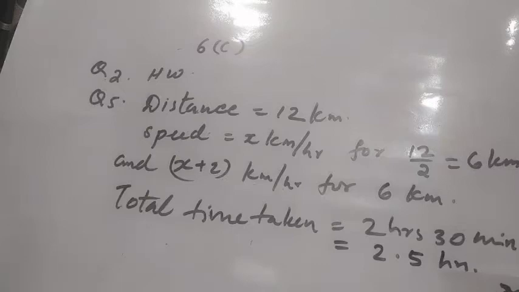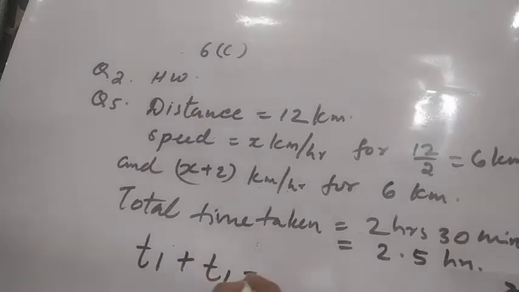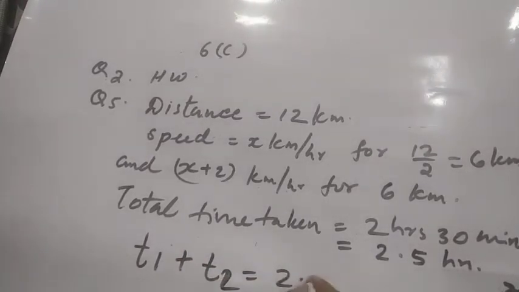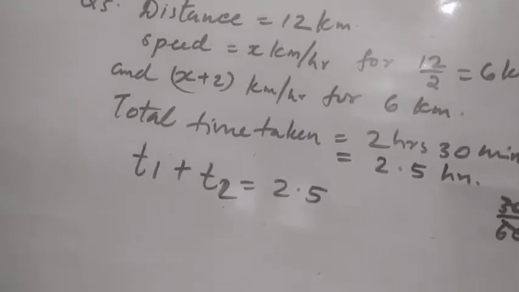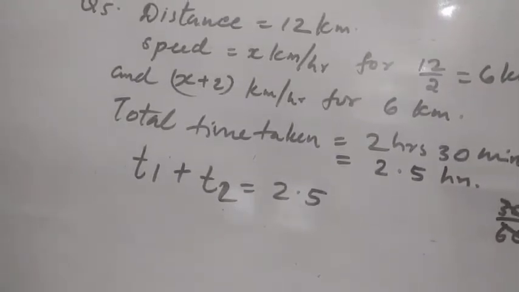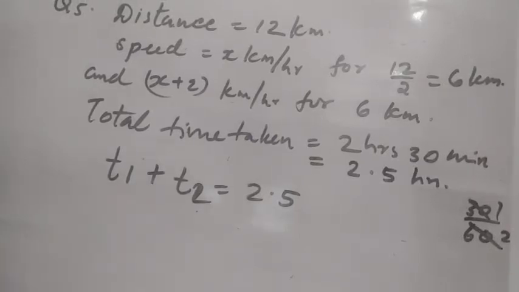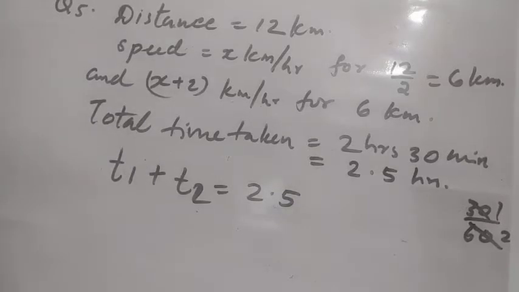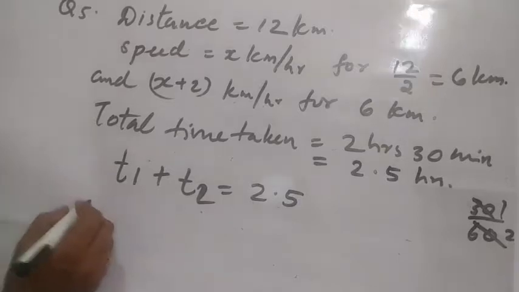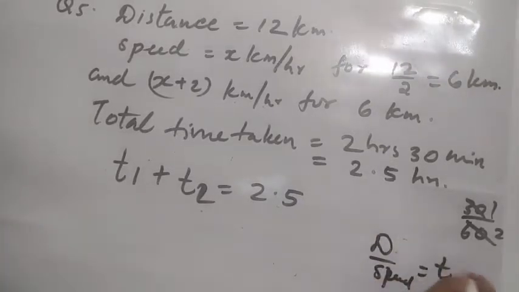And the time taken: first time plus second time gives 2.5. That is the relationship, or the equation. What is the equation? First time taken. How can we calculate the time taken? We know that equation, no? We have discussed already. How can we find the time by using speed and distance? Yes, distance by speed gives time taken.